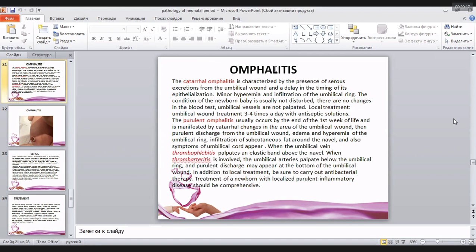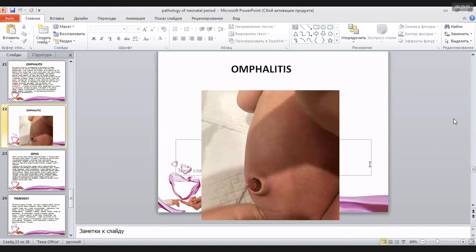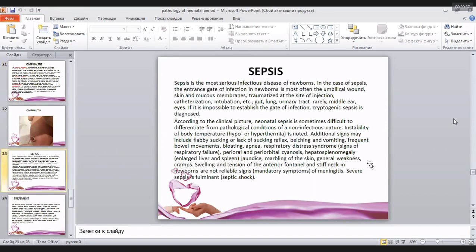If we have omphalitis, this condition needs local treatment, first of all with the use of antiseptic solutions. You see here inflammation of the umbilicus in a case of omphalitis, and a sepsis condition, one of the serious infectious diseases of the newborn, sometimes due to hospital infection present in the hospital. But in most cases the gate of this infection is the umbilical wound.